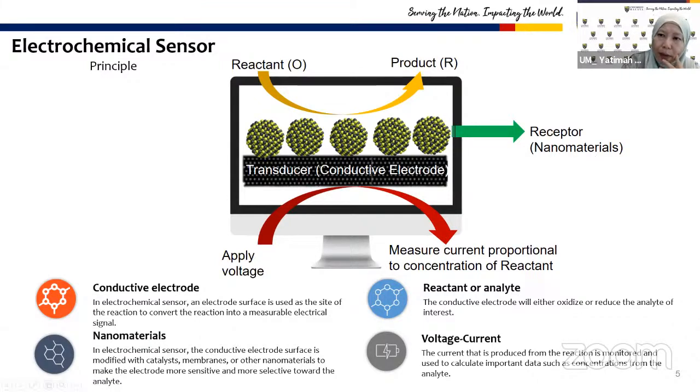And then when we're talking about the reactant or analyte, this is what is of your interest, because we want to look into how this system can convert, by reducing or oxidizing the material, and we can have your target analyte. And finally, definitely you can do readout, because the readout circuit is very important to see the signals coming out from the conductive electrode. So you can see voltage and current, because when you talk about electrochemical methods, it's about voltage and current. You can change voltage, and then you see how the current changes. When you control the current, for example, you can see how the voltage changes. So this is the current that is produced from the reaction when it is monitored, and you can calculate important data such as the concentration of the analyte. Because normally when we talk about electrochemical sensors, definitely we want to know the concentration of your interest. So at the end of the day, you can measure the right concentration.